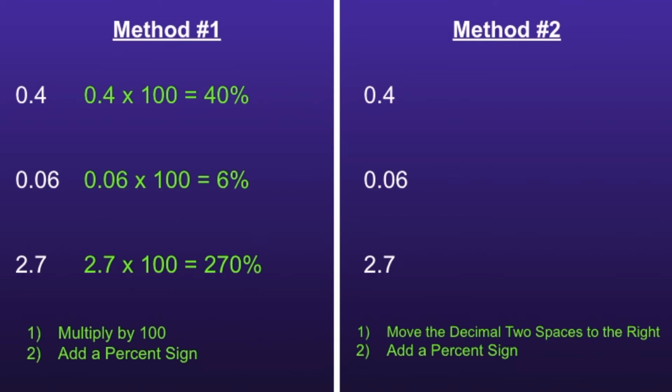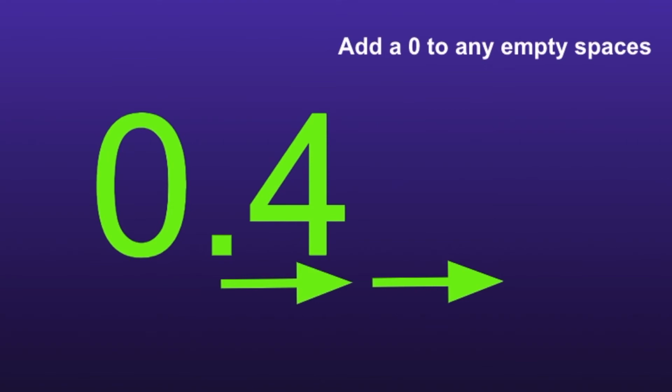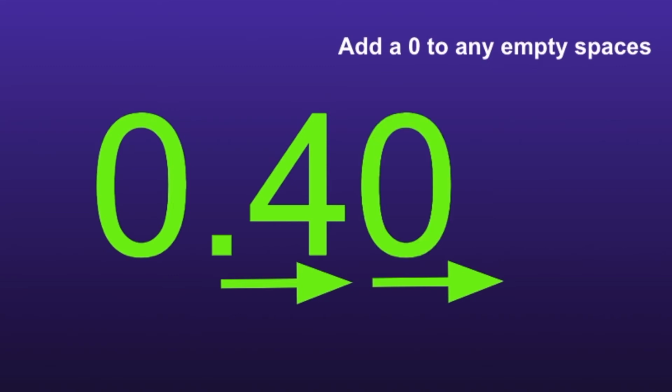Step 1 is to move the decimal 2 spaces to the right. We're going to zoom in on this first one to see what happens when we move the decimal 2 spaces to the right. You can see that when we move the decimal 2 spaces to the right, we are left with an empty space. Anytime there is an empty space, you can add a 0.